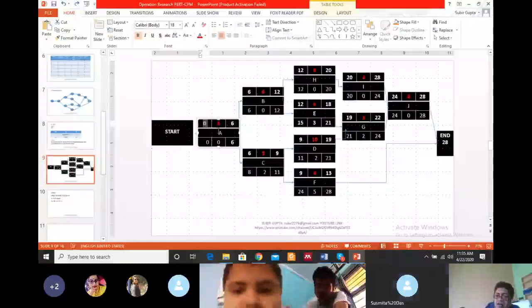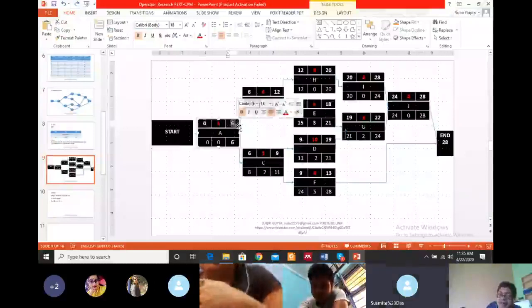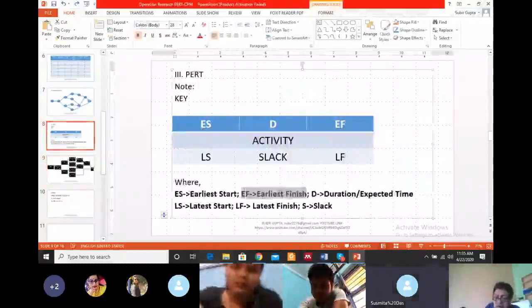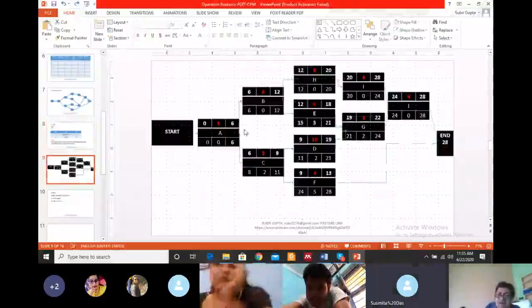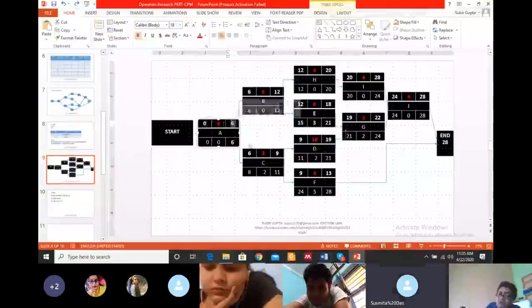Now activity A duration is 6. So it is 0 plus 6. The total time taken by activity A, that means the earliest finish, is 6. 0 plus 6 equals 6. Is it okay for everybody?